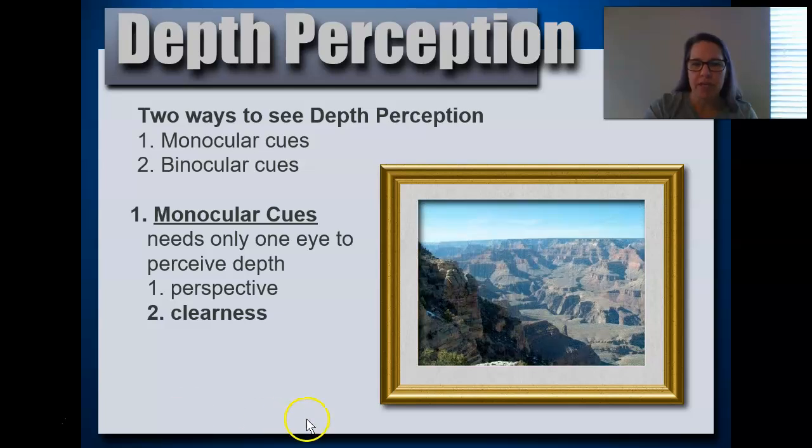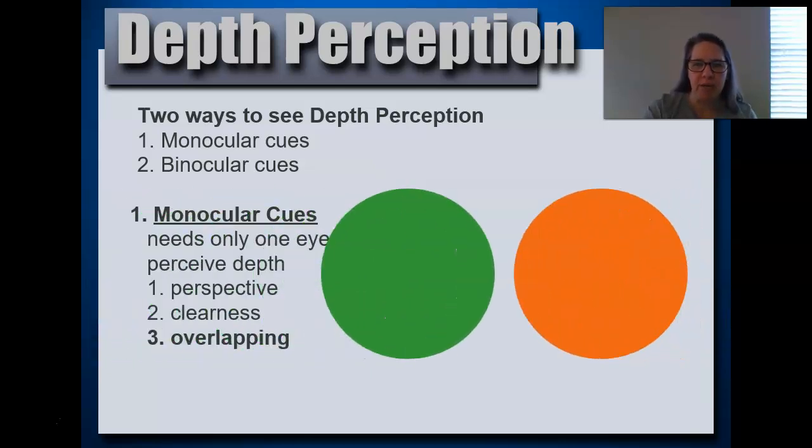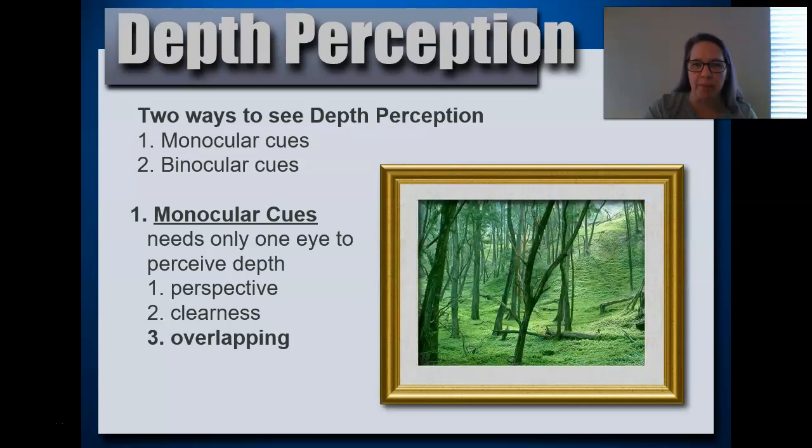Okay, so in this image, this looks like it's real close to us, and because this is grayed out or not as bright, we perceive it as being further away. Overlap, okay, overlapping is a monocular cue as well. If we look at these, we think, because of the overlap, that our orange circle is in front of the green circle.